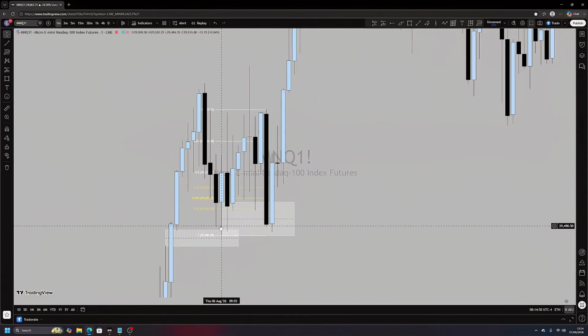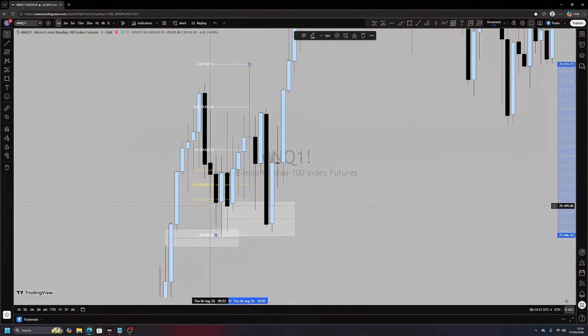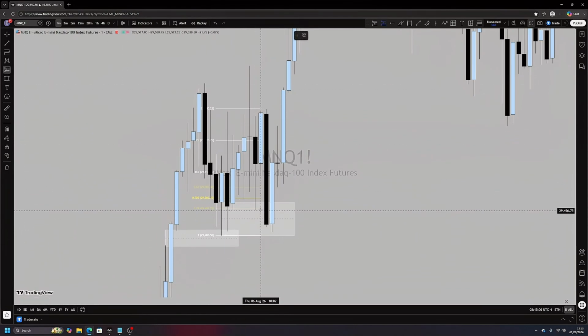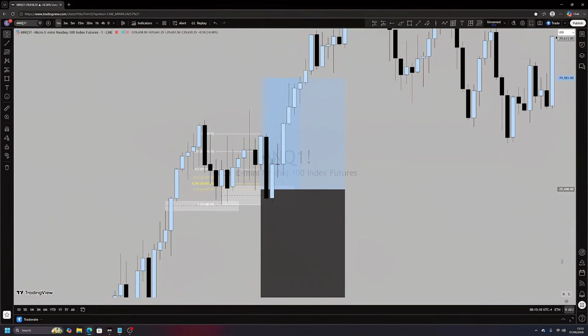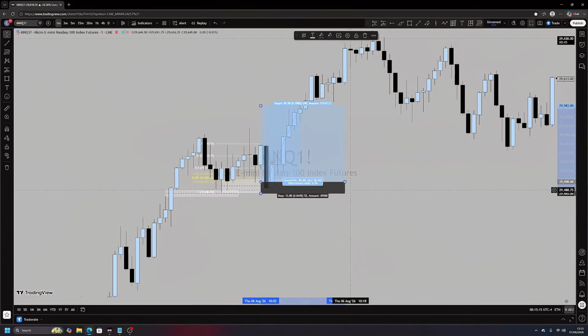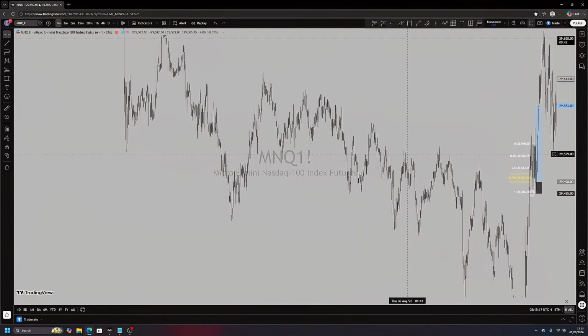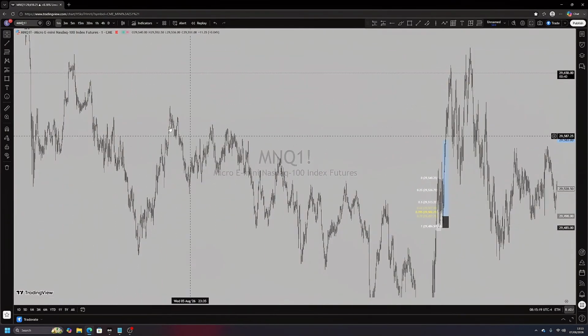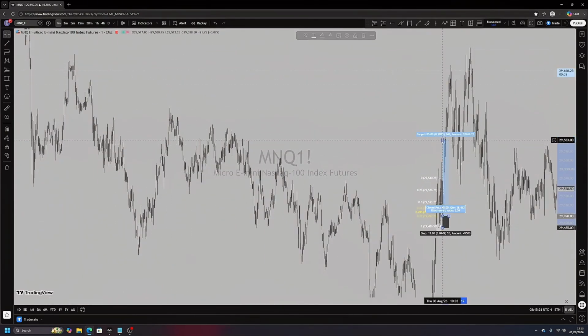Right here, the golden zone is still within the rejection block. Right here, it wouldn't be. Golden zone is out of the rejection block. That's why I wouldn't have taken this. Right here, though, the golden zone's still in the rejection block. And then you could either put your limit order at the golden zone and then stop loss at the bottom of the rejection block and then target any of this low resistance liquidity because we just swept out all of it.